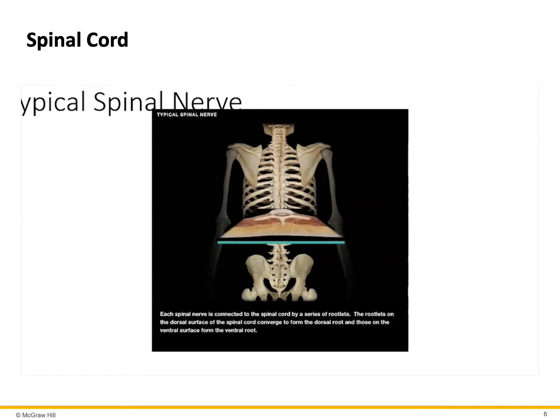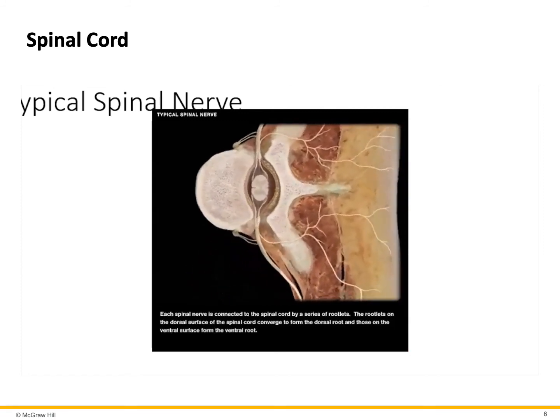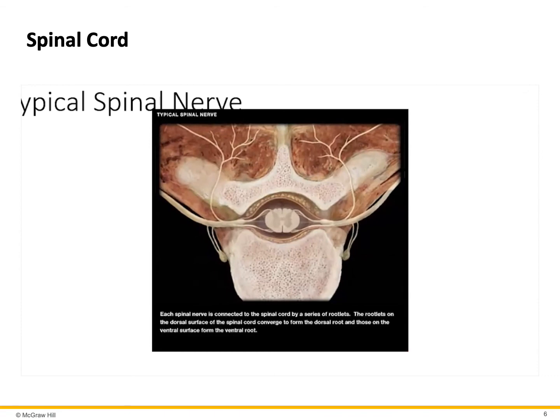Each spinal nerve is connected to the spinal cord by a series of rootlets. The rootlets on the dorsal surface of the spinal cord converge to form the dorsal root, and those on the ventral surface form the ventral root. A dorsal root contains bundles of nerve fibers carrying sensory or afferent information from the skin to the spinal cord. The cell bodies of these fibers are located within a swelling on the dorsal root, called the dorsal root ganglion. Each ventral root contains bundles of motor or efferent fibers, carrying impulses away from the spinal cord to the skeletal muscles. The cell bodies associated with these fibers are located in the ventral horn of the spinal cord.